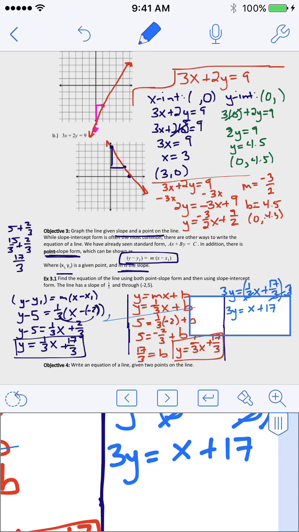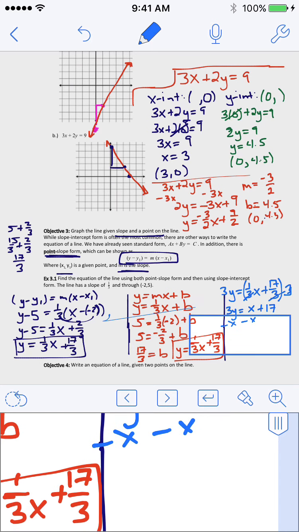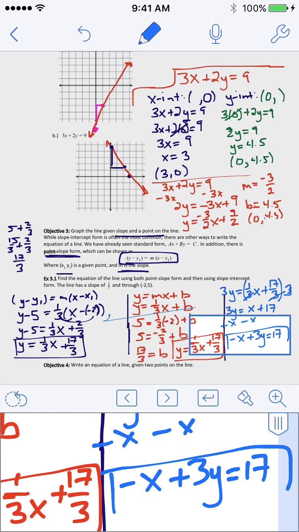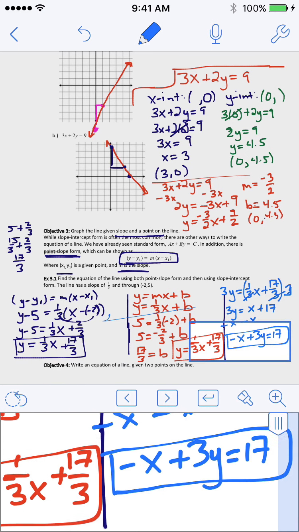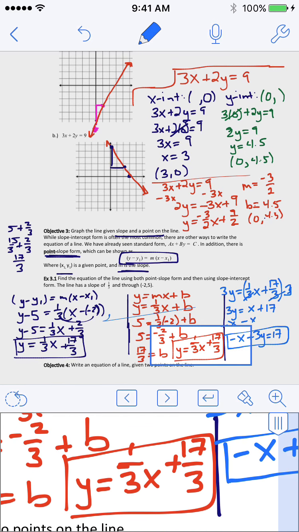That looks already much prettier, but that's not actually a form of any kind, so I have to go one more step. I have to change that x to the other side, and I get a standard form of -x plus 3y is equal to 17, and that just looks so much better. Nice whole numbers compared to this nonsense over here. Now, is the slope-intercept form incorrect? Absolutely not. That's definitely a valid equation, right? And it's okay to have fractions.